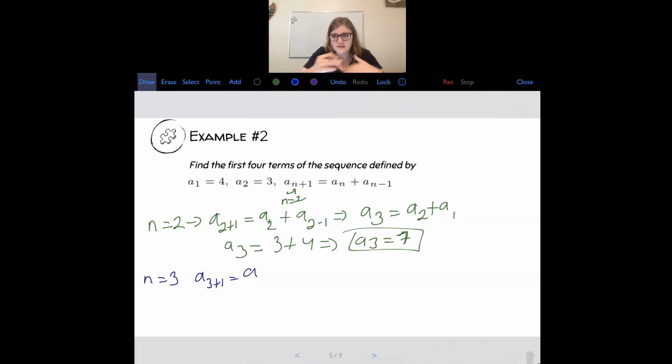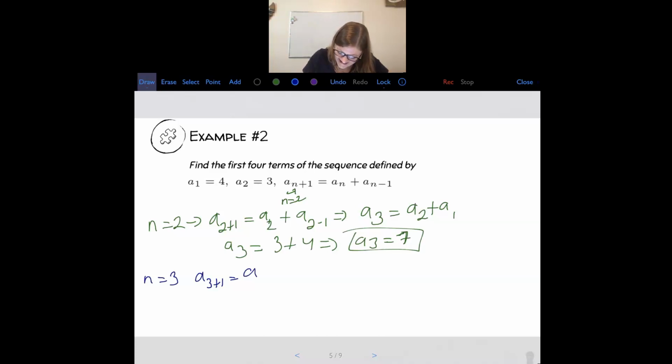Now you don't necessarily have to write out all that I'm writing out here. I'm just writing it out so you can see where these numbers are coming from, or how we're getting a sub 4 or a sub 3. But if you don't have to write 3 plus 1, you could just jump into a sub 4. That's totally fine.